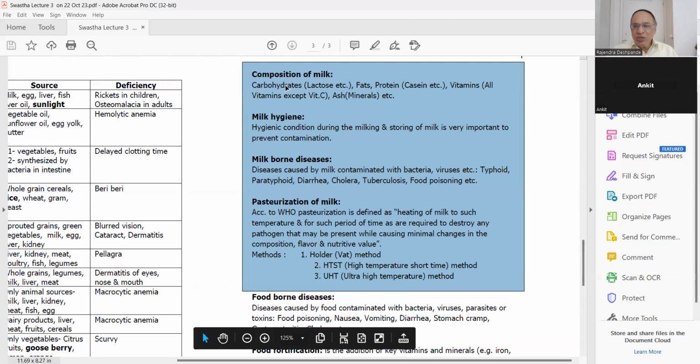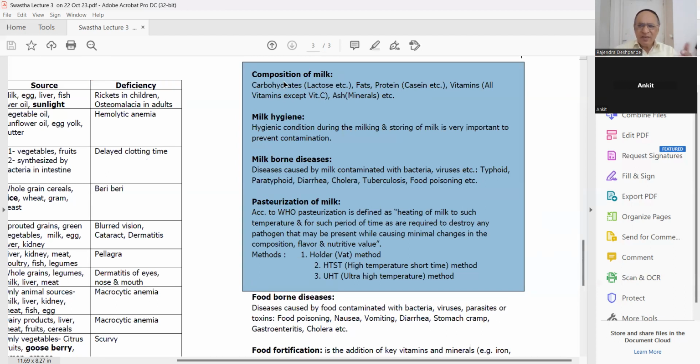Okay. Composition of milk. Dugdha in Ayurveda. Always the question is asked about milk. Carbohydrates are present. A typical sugar is present in the milk. Carbohydrate means sugar. The sugar present in milk is called lactose. Remember this, lactose. Sir, why remember?